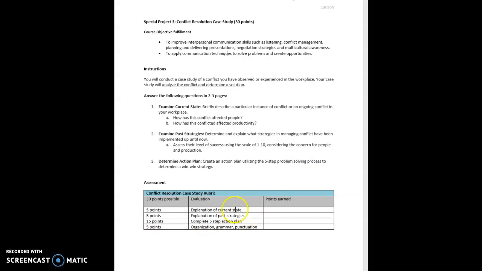How you are assessed: 5 points for explanation of the current state, 5 points for explanation of past strategies, 15 points for that complete action plan, and then 5 points for organization, grammar, and punctuation. And the organization here comes from that readability, or dare I say skimmability, headings, bold font, bullets.